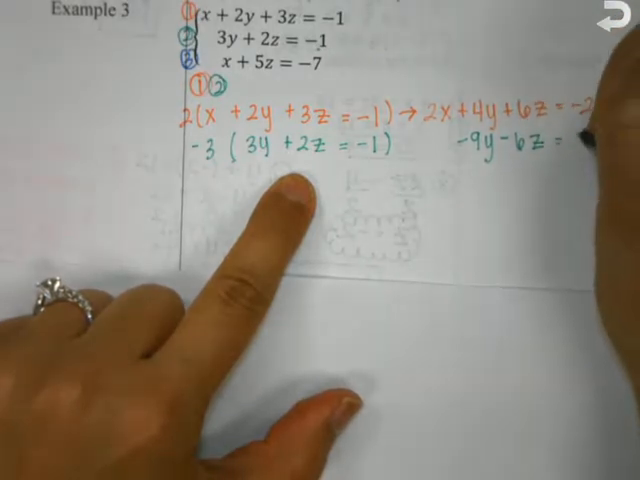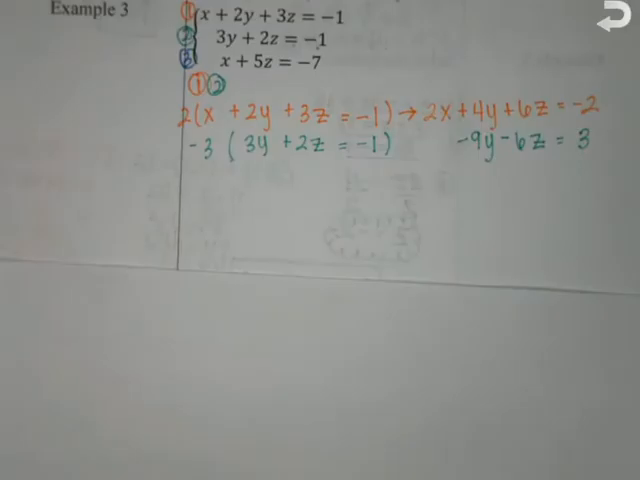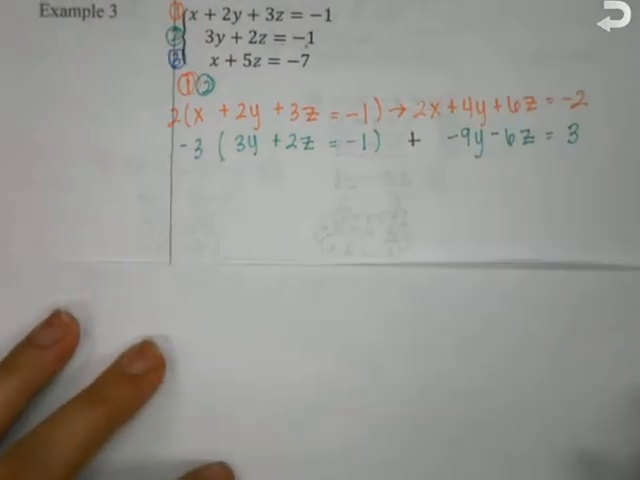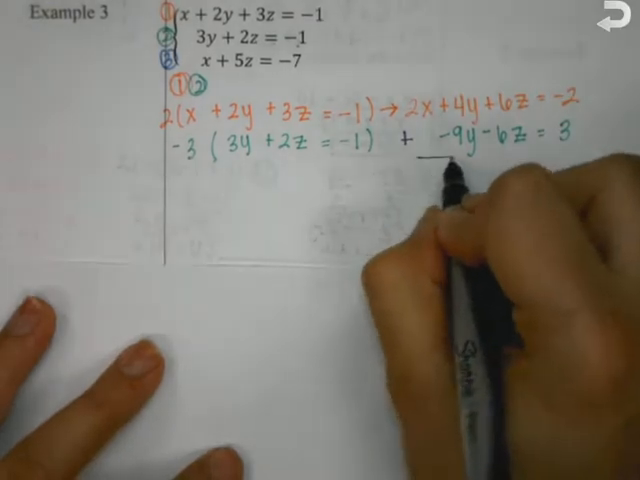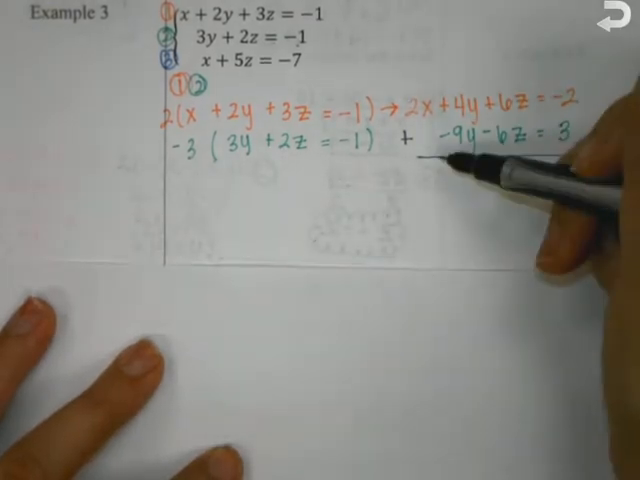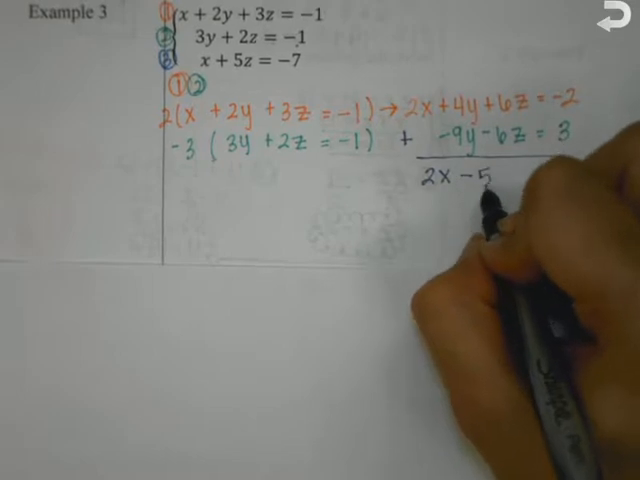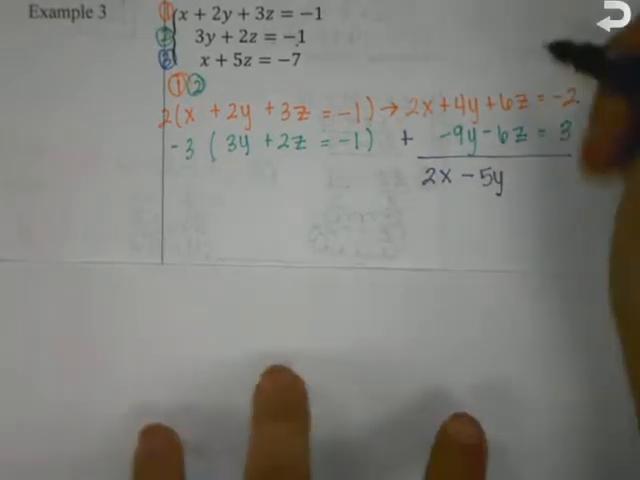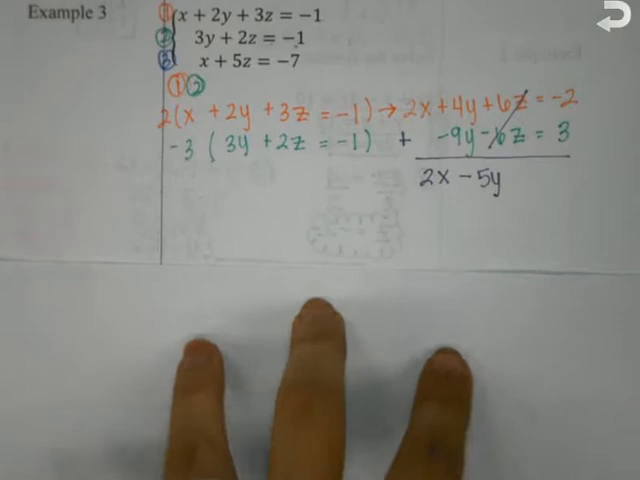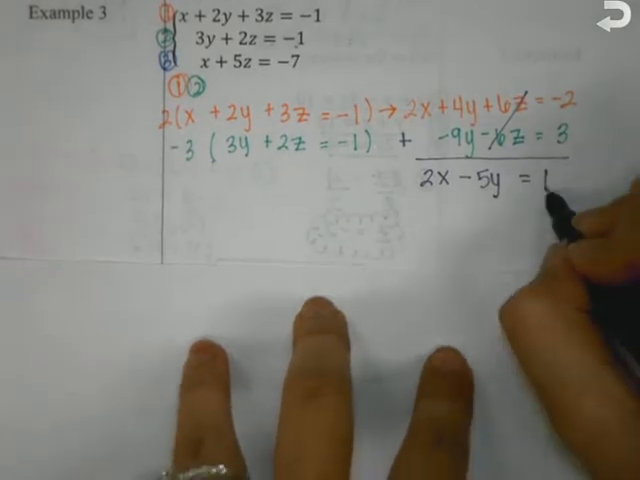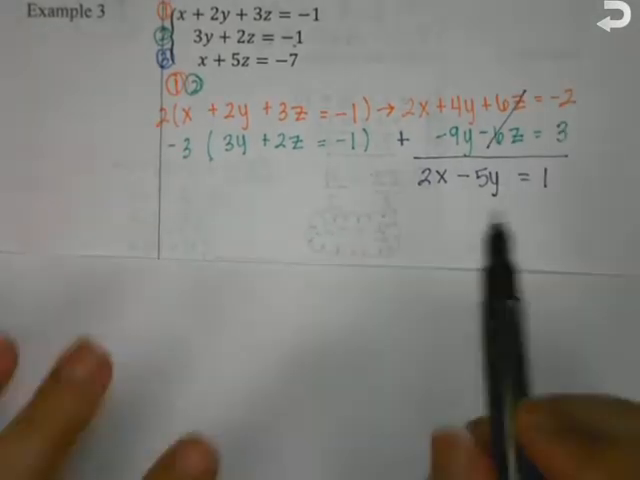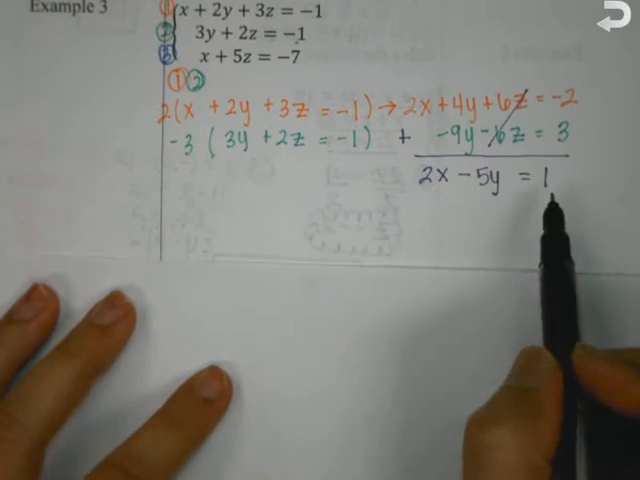So let's add the two equations together. 2x plus no x is going to give me 2x. What about 4y minus 9y? -5y. And then 6z minus 6z, those cancel. Equals 1. Okay, this is one new equation, and this looks like something we can work with, right? I want you to circle it. That way we know where it is, because we're going to come back to it.